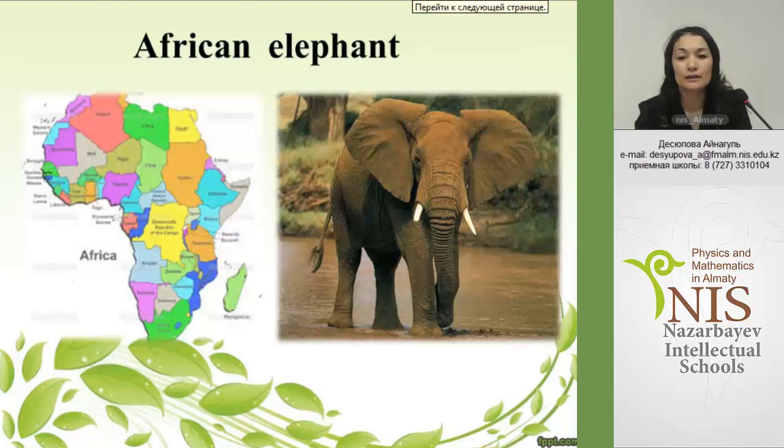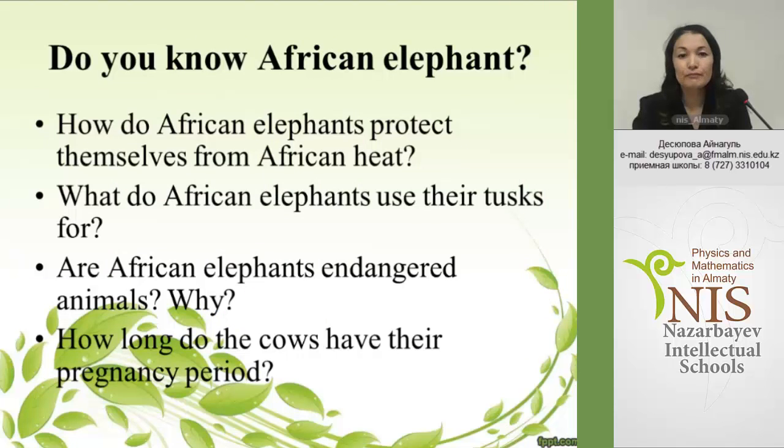So let's see the questions about African elephant. The first is, how do African elephants protect themselves from African heat? What do African elephants use their tusks for? Are African elephants endangered animals and why? And how long do the cows have their pregnancy period? So here not all my students know that the cows is in the meaning of female elephants.